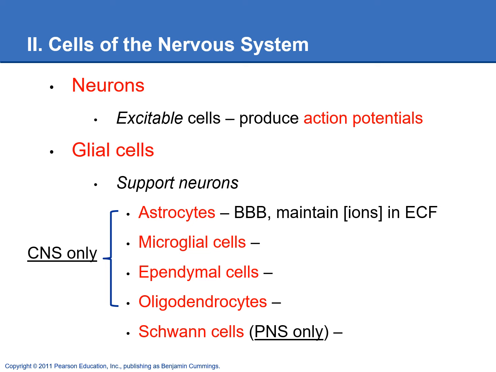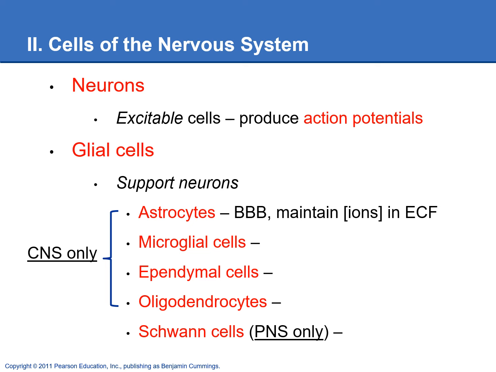In the central nervous system, we have astrocytes. They are star-shaped cells, so that's how they got their name. They will stimulate the formation of the blood-brain barrier. That's what BBB stands for. They also maintain the right concentration of ions in the extracellular fluid around the neurons, and they also will help feed the neurons, so they keep the neurons happy. The microglial cells are a type of white blood cell, so they're there for defense. And then the ependymal cells, they will produce the CSF or cerebral spinal fluid.